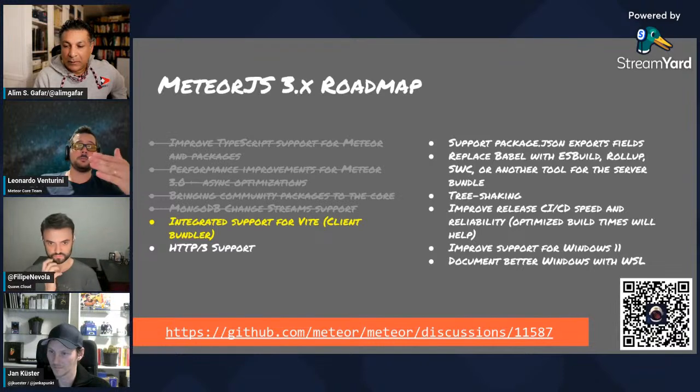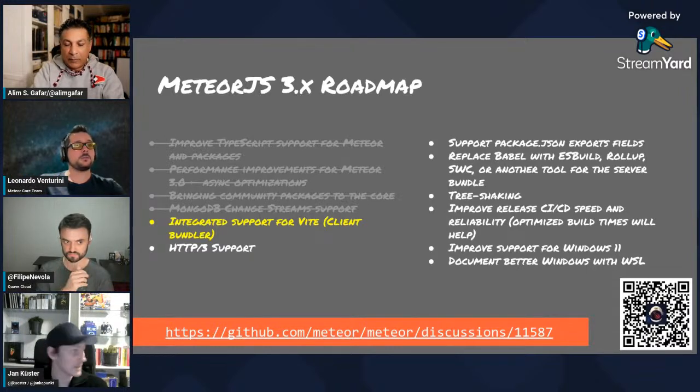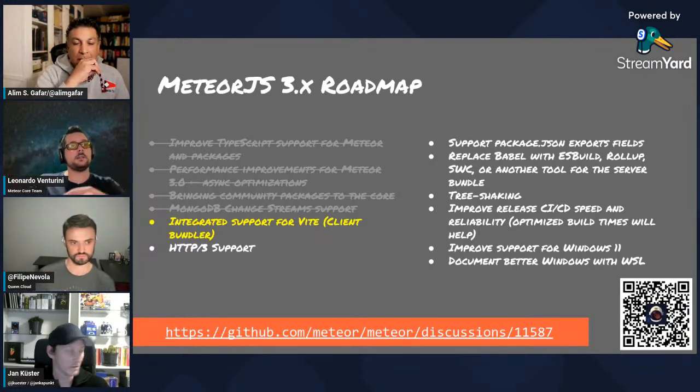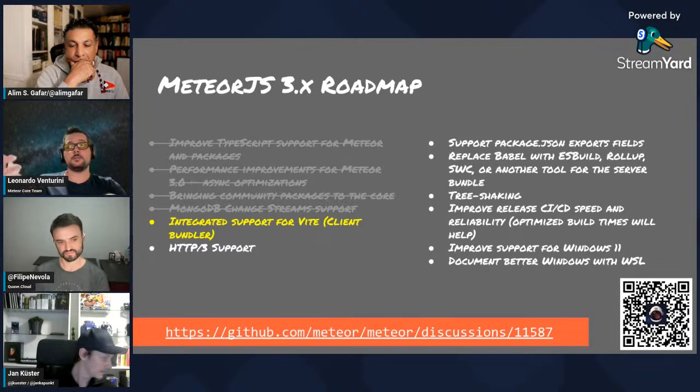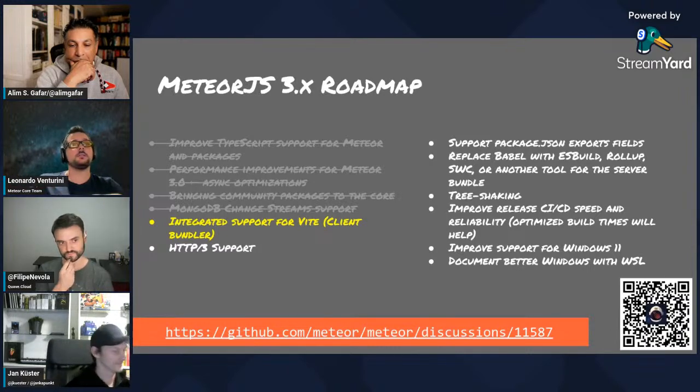And about improving the release CI and CD speed and reliability, the issue is that releases take a long time. Basically, it takes many hours to publish. And there are also internal discussions about having nightly versions of Meteor and things like that that could improve the experience for the community. And also support for Windows. Today, it's very problematic. Then we have many issues about Windows.